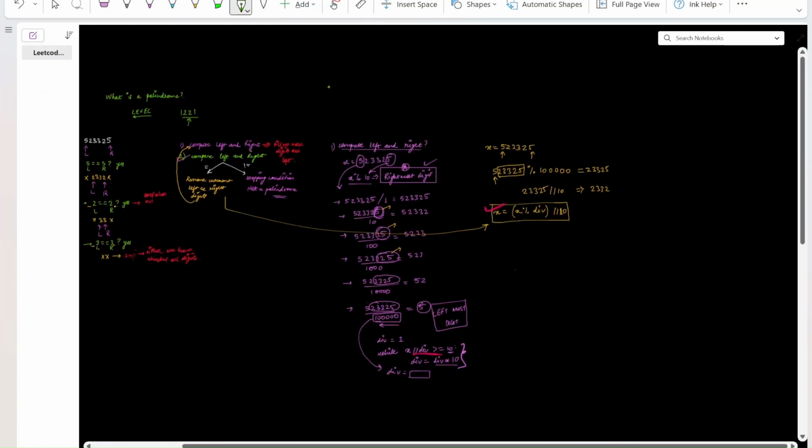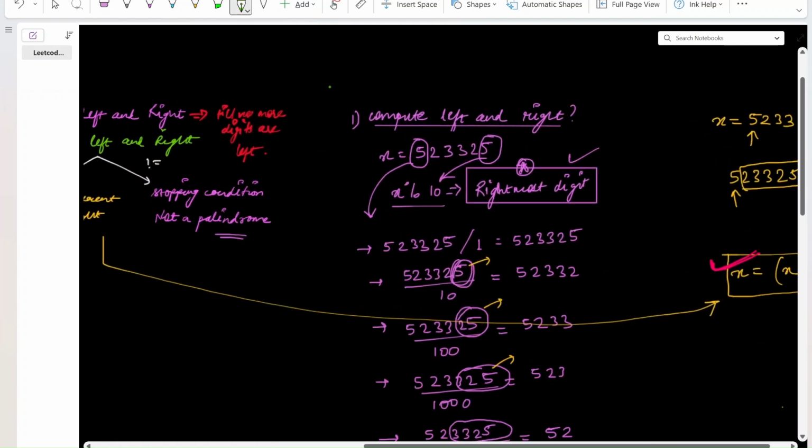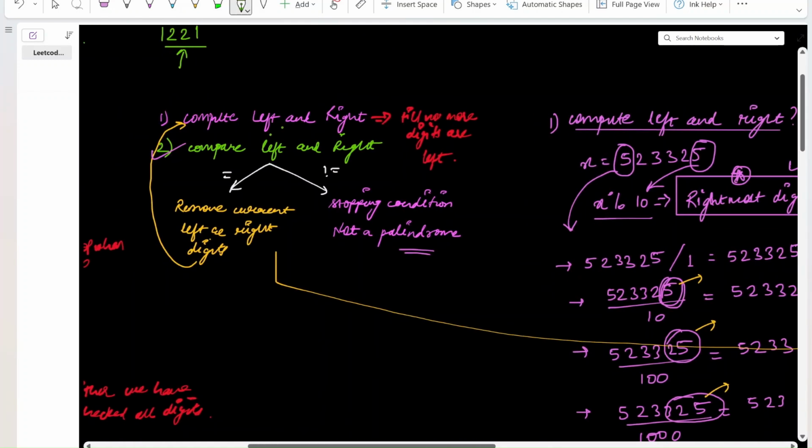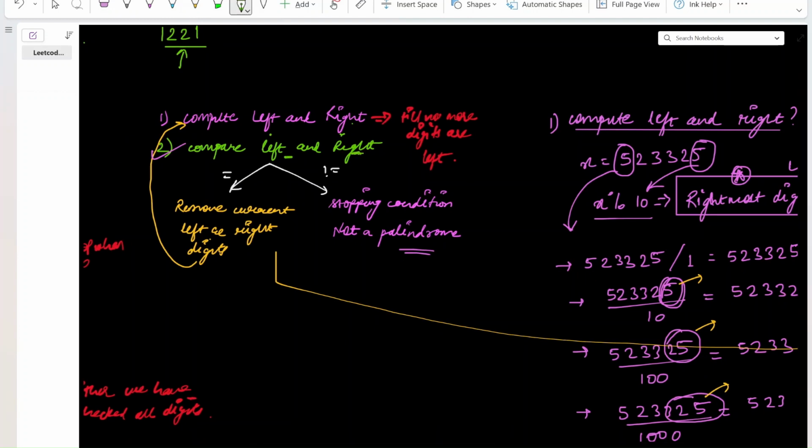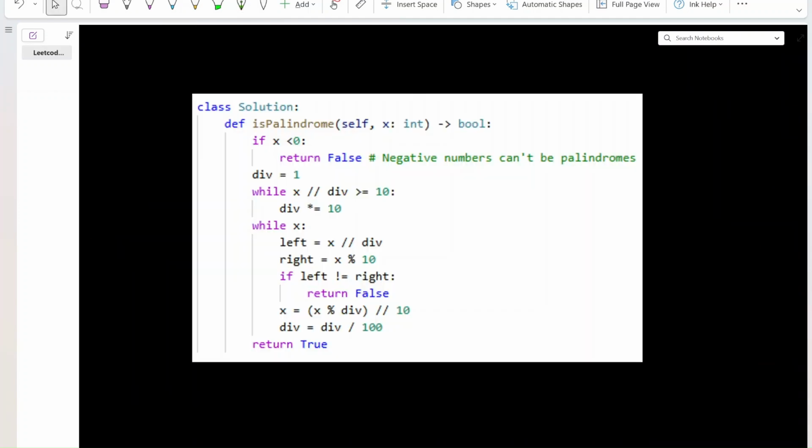So technically what we need to do is, we first need to compute the left and right. Then we compare left and right. If they are not equal, we know it's not a palindrome. If they are equal, then we remove the current left and right to get the remaining number. And then again, for that remaining number, we again compute left and right and repeat the process. And this is repeated till we have no more digits left in our original number x that we were updating. This is the final Python code.